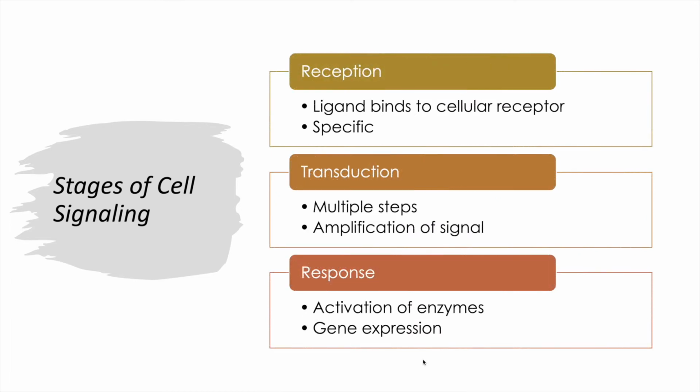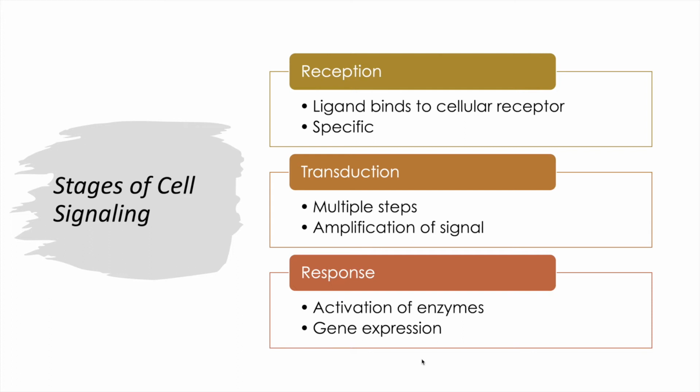The three stages of cell signaling include reception, signal transduction, and response. Reception is the process where a ligand, either a protein, amino acid, or a steroid molecule, binds to a specific receptor on the cellular surface. The shape of the receptor is specific to the shape of the particular ligand.